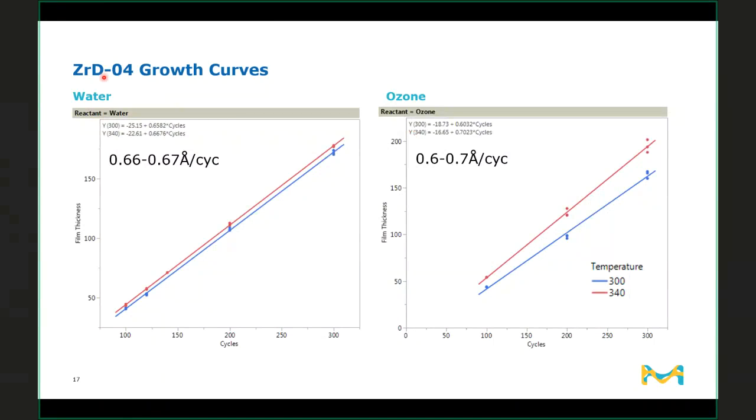Looking at ZrD-04, what we have here is, again, nice linear behavior, growth at a couple of different temperatures, and then we see a growth rate that's just under 1 angstrom per cycle in both cases. There is a little bit of a difference in terms of when you use ozone gas and you do different temperatures, you do see an increase in the growth rate, and that's something that's been observed in the literature before. But overall, these are still performing reasonably well as ALD precursors.